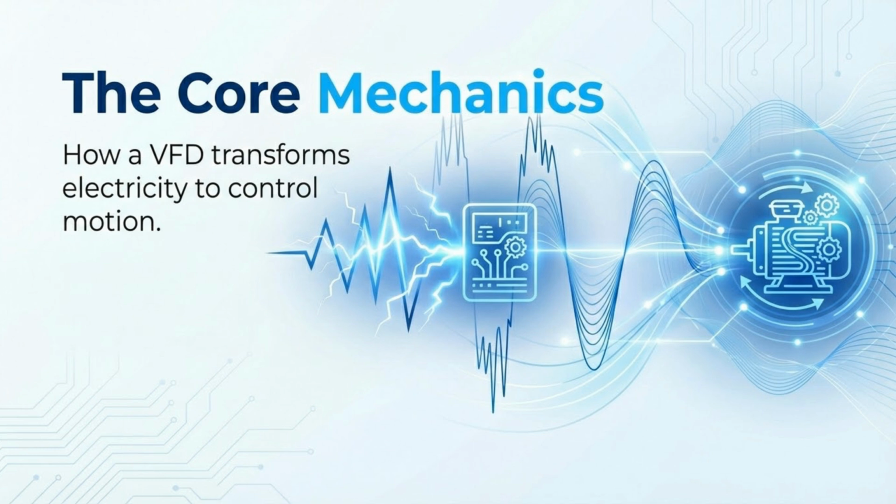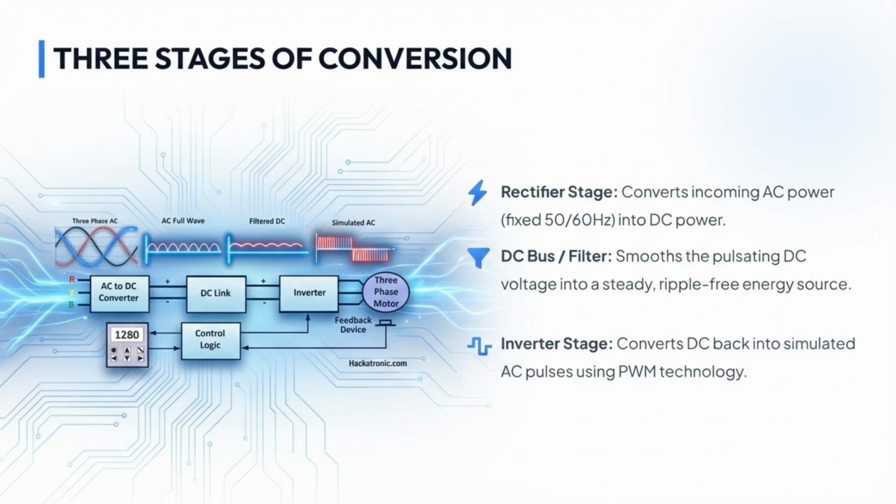We will now examine the core mechanics of how a VFD transforms electricity to control motion, specifically focusing on the stages of conversion. There are three main stages of conversion. The rectifier stage converts incoming AC power into DC power. The DC bus or filter then smooths the pulsating DC voltage. Finally, the inverter stage converts DC back into simulated AC pulses using pulse width modulation.